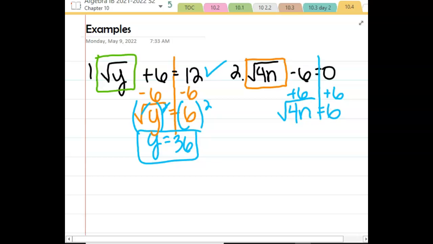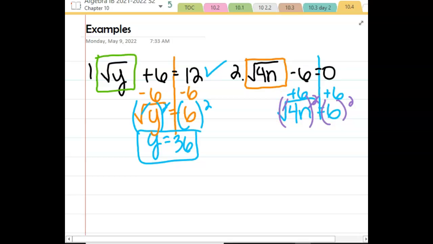Now remember, the whole point here is to solve for n. So I've got the square root and I've got the 4. Those are all the things in the way of getting the n all by itself. But in order to get rid of the 4, it's under the radical. Remember, I cannot take that 4 out from under the radical. So what I need to do next is get rid of the radical. And how do we get rid of the radical? With the square. Square both sides.